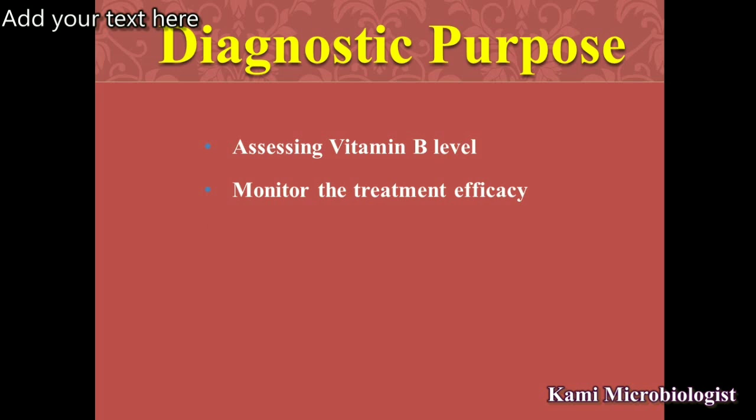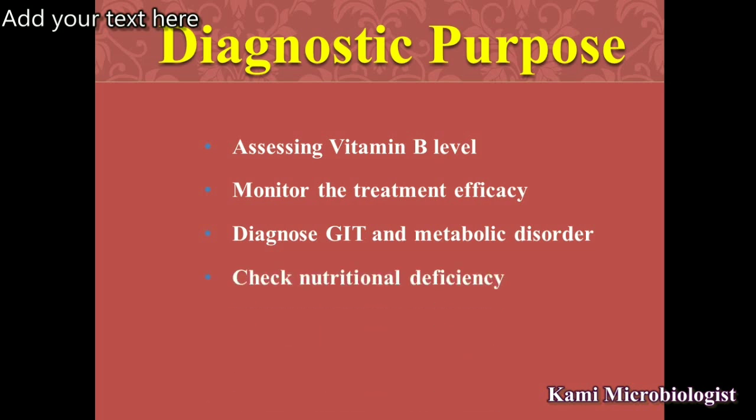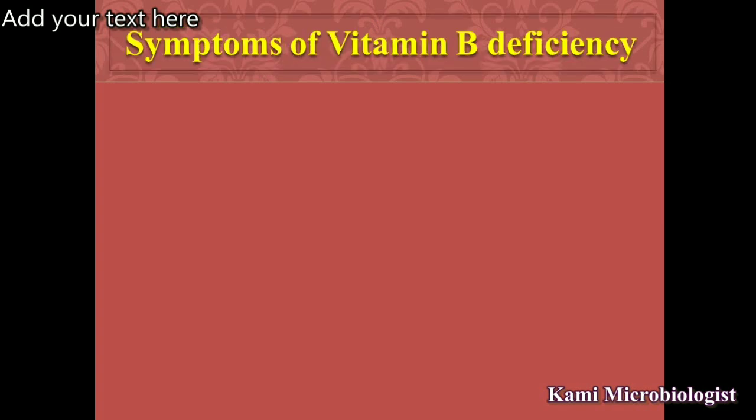Vitamin B tests are also performed to check the treatment efficacy, whether the treatment provided for high or low vitamin B is helpful or not. Vitamin B tests are also performed to check GIT-related problems like celiac disease, Crohn's disease, ulcerative colitis, and it is also important to see metabolic disorders. It is also important to check nutritional deficiency as well.